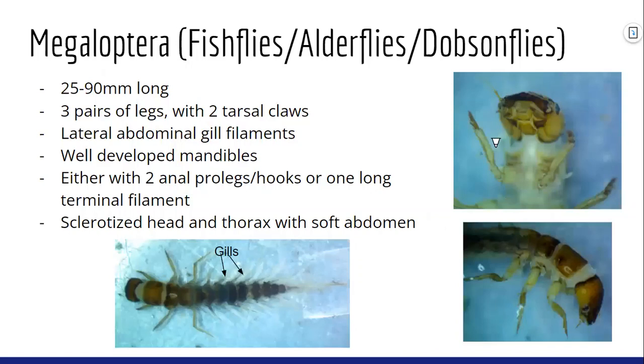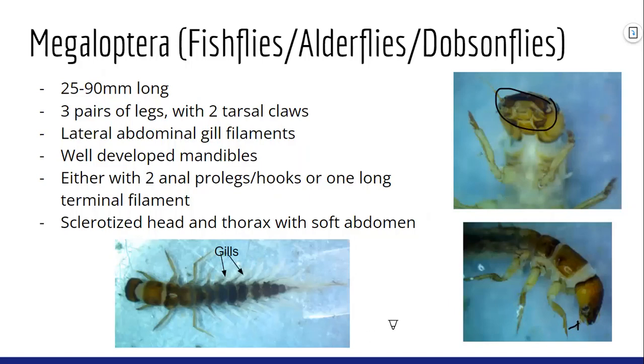Next, we have Megaloptera, which are fish flies, alder flies, or Dobson flies. These individuals are 25 to 90 millimeters long. They have 3 pairs of legs that terminate in 2 tarsal claws. They have lateral abdominal gills. They have well-developed mandibles, which you can see in this image, and you can see down here as well.